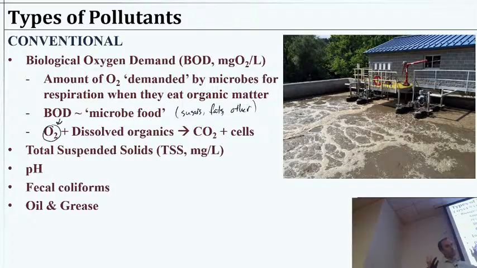pH would be another one, pretty obvious. Natural environments tend to have slightly basic, or at least close to neutral pHs. So if we're discharging something very acidic, we've got a problem, and that could be very hazardous to an ecosystem.